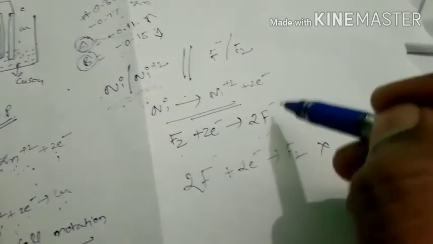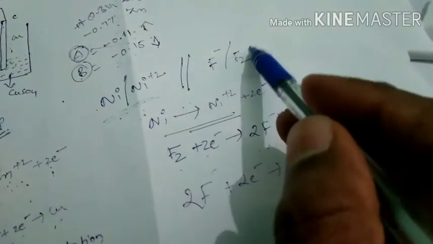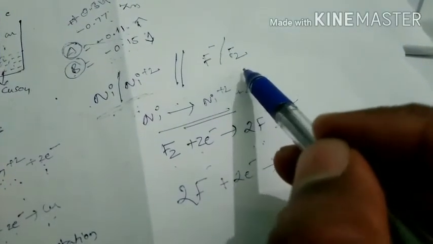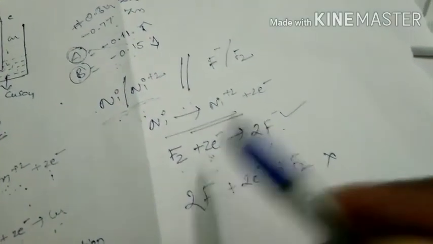This is wrong, this is right. Why is it right, and why is it wrong? Because here this is the cathodic part, nothing but the reduction part. At a cathode, reduction takes place. Reduction is nothing but gaining of electrons. So this reaction indicates gaining of electrons.